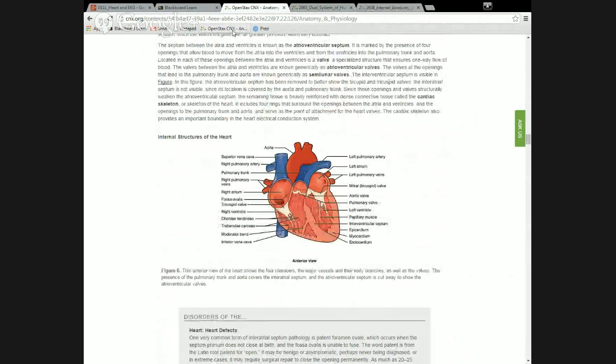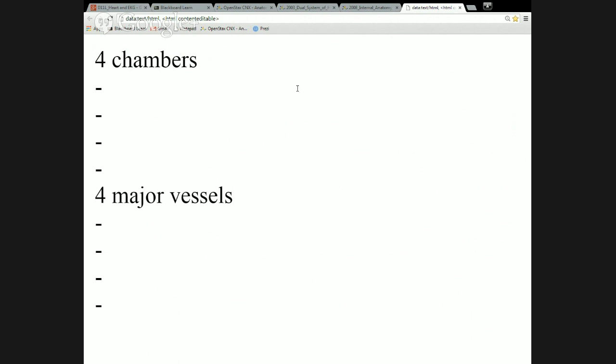In talking about the structures of the heart, there's basically 12 things that I want to talk about. There are four chambers and four major vessels that are connected to the heart and four valves. So that, of course, equals 12 things. And I want to talk about these.